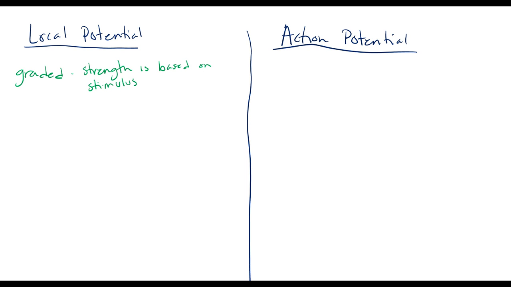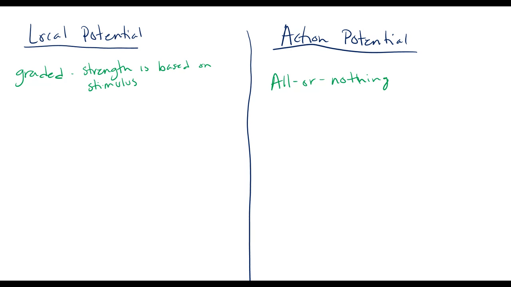For an action potential, it is not graded. It is what we call an all or nothing potential or firing. If it is not enough to meet that negative 55 millivolts, the action potential will not happen. So it goes or it doesn't. When the action potential does happen, the strength of that action potential does not change with the strength of the stimulus. So again, it's all or nothing.